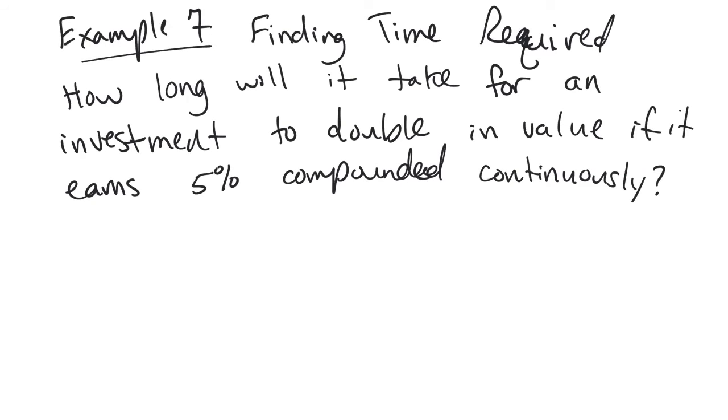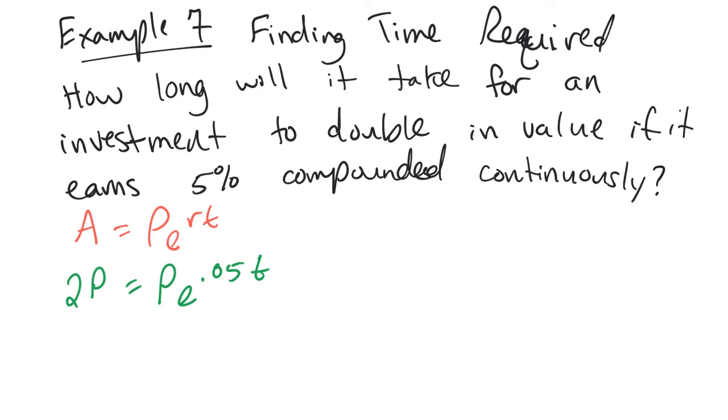All right, sometimes you're going to need to find the time required. So like example 7, we're going to try to figure out how long it will take for an investment to double in value if it earns 5% compounded continuously. Compounding continuously tells us we use this formula, A equals P e to the RT. And so now we're plugging in what we know. We want the principal to double, so our ending amount is going to be 2P. And our R, our interest rate, is 0.05, and our T, we don't know.